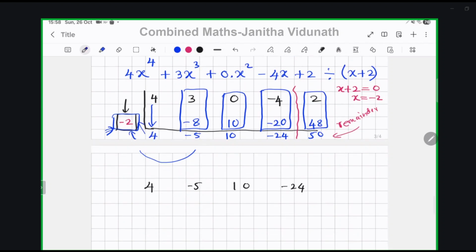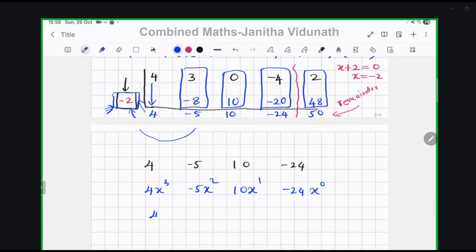That means our final quotient, starting with x to the power 0 for the first term, x to the power 1, x to the power 2, x to the power 3, should be 4x cubed minus 5x squared plus 10x minus 24. This is the quotient. And our remainder is 50.